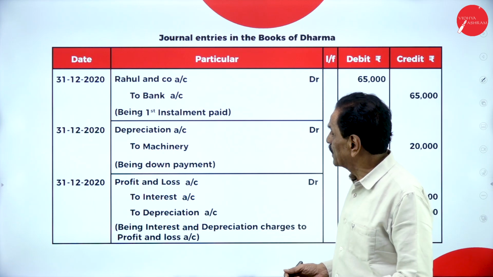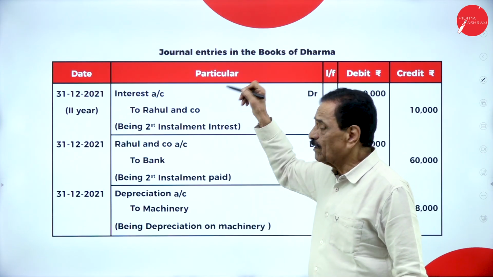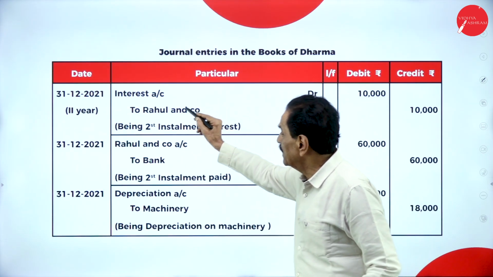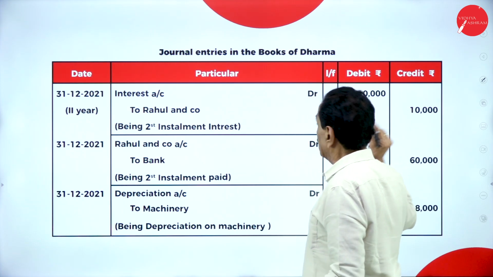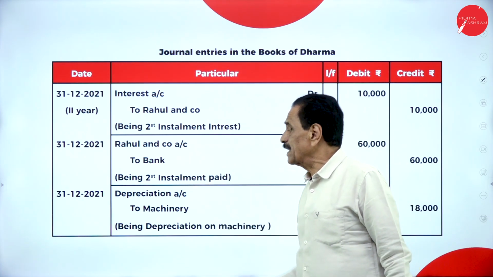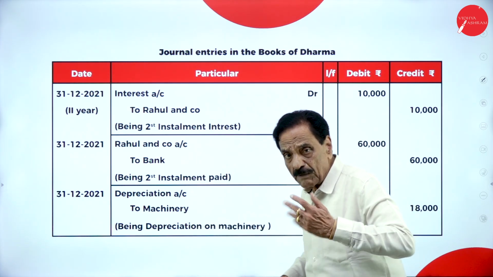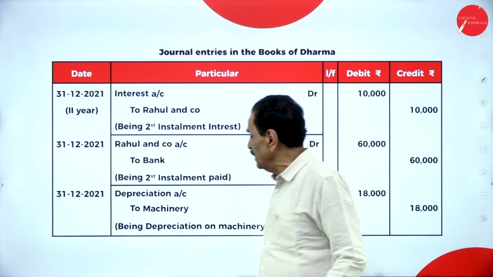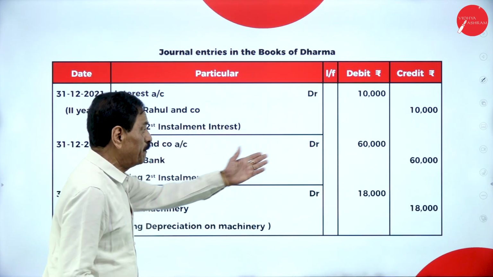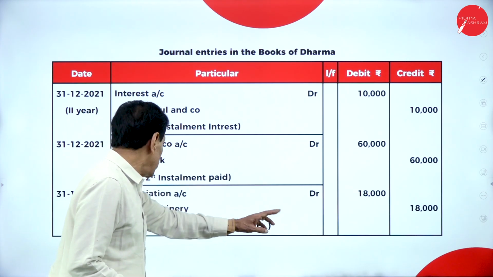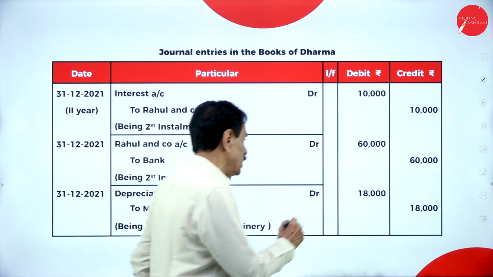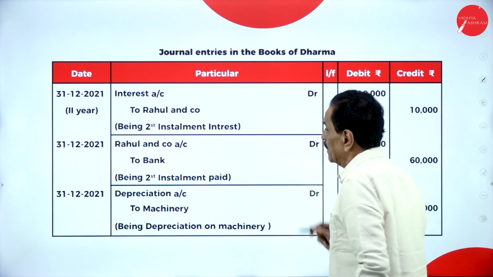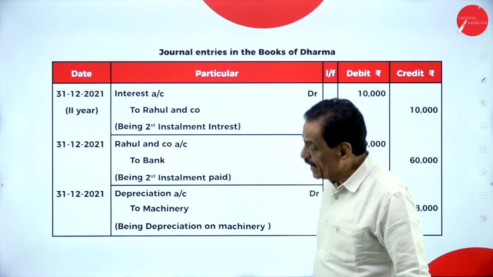Same thing goes to the second year. Start from interest. Interest account debtor to Rahul and Company 10,000. We pay the second installment. That is the installment for the second year. Rahul and Company to bank account 60,000. Then here 50 plus 10, 60,000. Depreciation account debtor to machinery account 18,000. So this goes in favor of the second year.